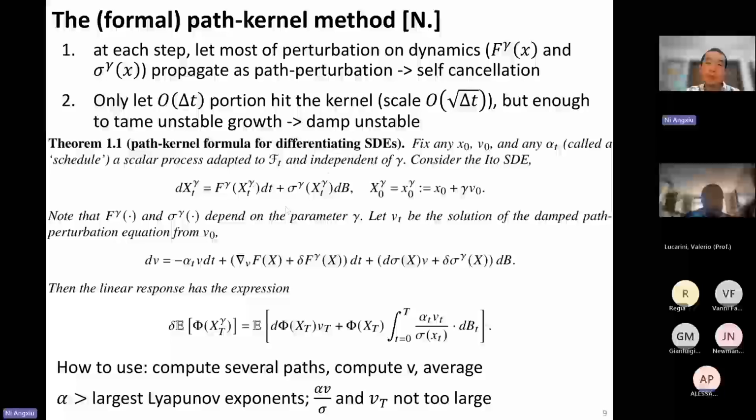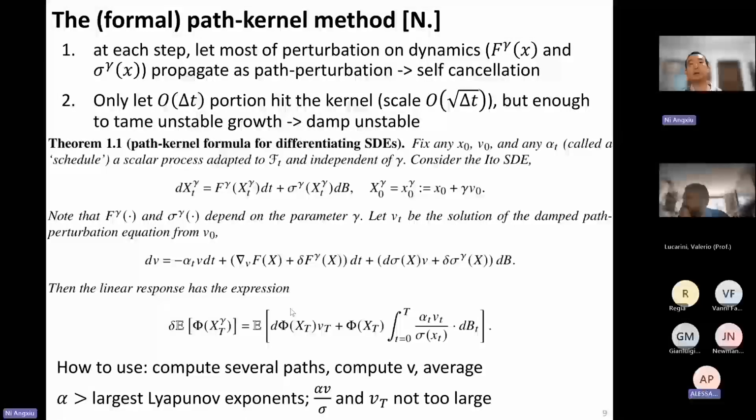Let me say how to use this result. So basically, you compute this SDE under the base gamma equals 0. You have several sample paths. And then on each path, because you know the Brownian motion, this becomes an ODE. You solve this ODE on each sample path for a damped or tempered path perturbation V. Then on each path you use this V to compute this expression, and then you average this expression over several paths. In general you require this alpha, which is called the schedule process, to be larger than the largest Lyapunov exponent. This would temper the unstable growth of the path perturbation.